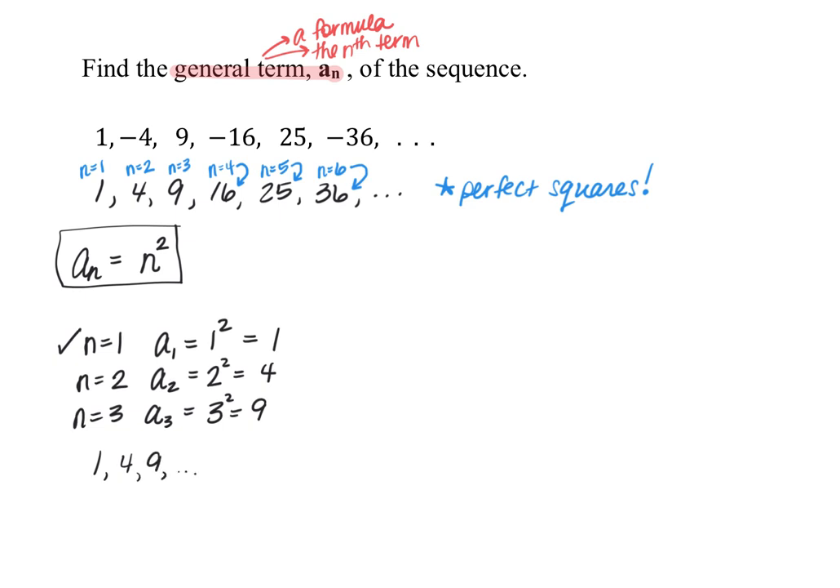But now if I go back to the original sequence that I was given up here, I want those values, but I want the signs to alternate. So that means my formula isn't perfect yet. I need to work a little bit more on it.